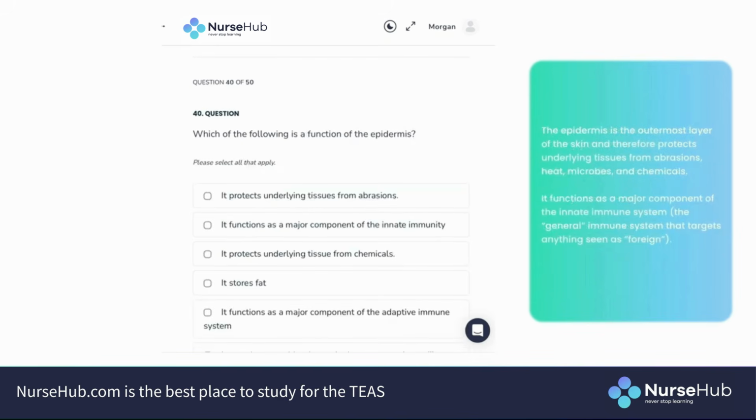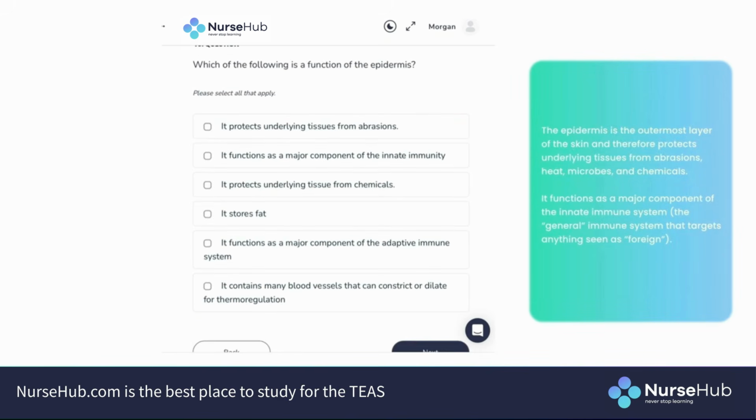Question 40 is asking us about the function of the epidermis. Again, we see a select all that apply, so we know there will likely be more than one correct answer. Which of the following is a function of the epidermis? 1, it protects underlying tissues from abrasions. 2, it functions as a major component of the innate immunity. 3, it protects underlying tissue from chemicals. 4, it stores fat. 5, it functions as a major component of the adaptive immune system. So I can already see this option is opposed to this option, so it might be one or the other of these. And lastly, it contains many blood vessels that can constrict or dilate for thermoregulation.